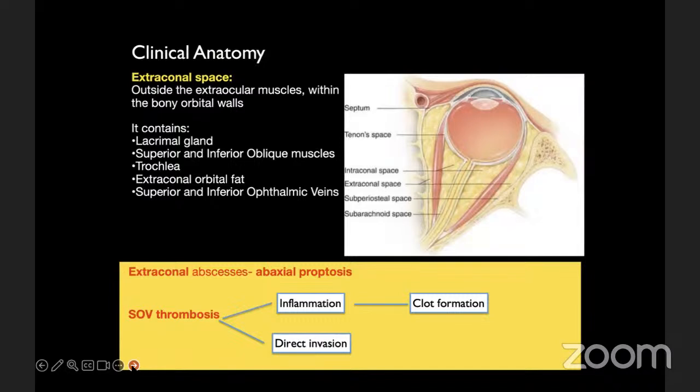Apart from the intraconal space is the extraconal space. That is obviously the space which is outside the extraocular muscles within the bony orbital walls. Now, that contains the adnexal structures like the lacrimal gland, the superior and inferior oblique muscles, the trochlea, the extraconal orbital fat, and of course, the superior and inferior ophthalmic veins. So inflammation involving any of this can spread into the orbit, more specifically into the extraconal space, and form abscesses.